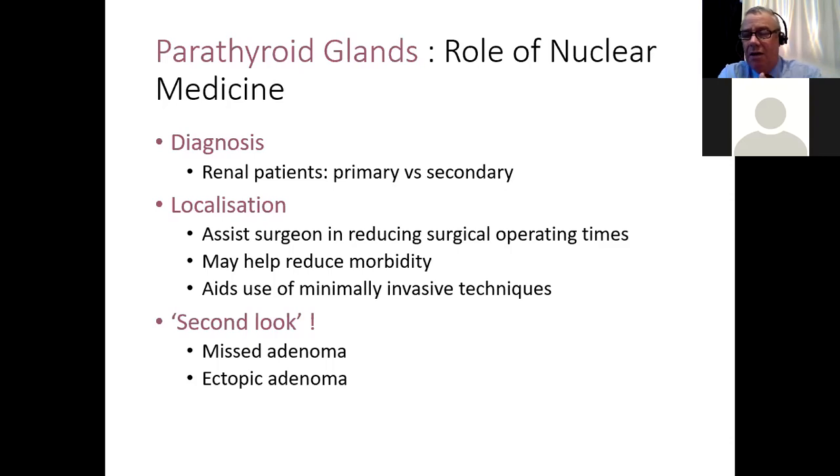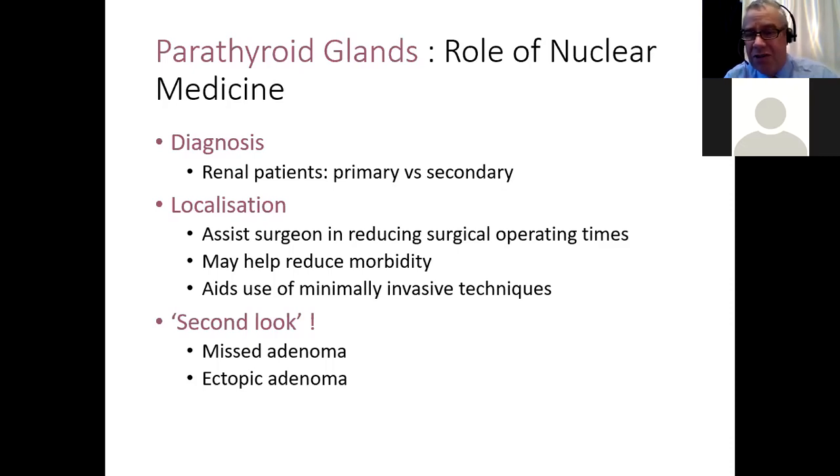And the diagnosis is only really ever made by blood tests. So they have a blood test with a high calcium or a calcium at the upper limit of normal. And then they will have a parathormone test. And if that's elevated, that's the diagnosis. But our job is really localization, because as you know, there are 4 parathyroids in most people.